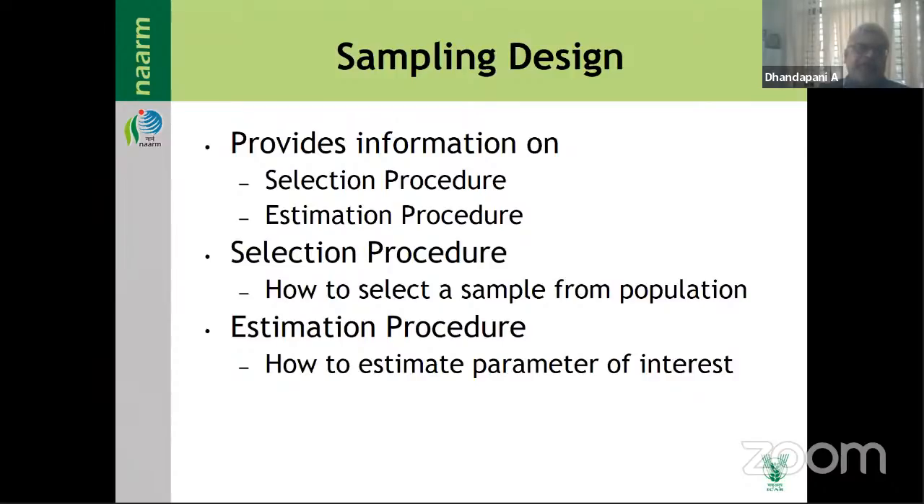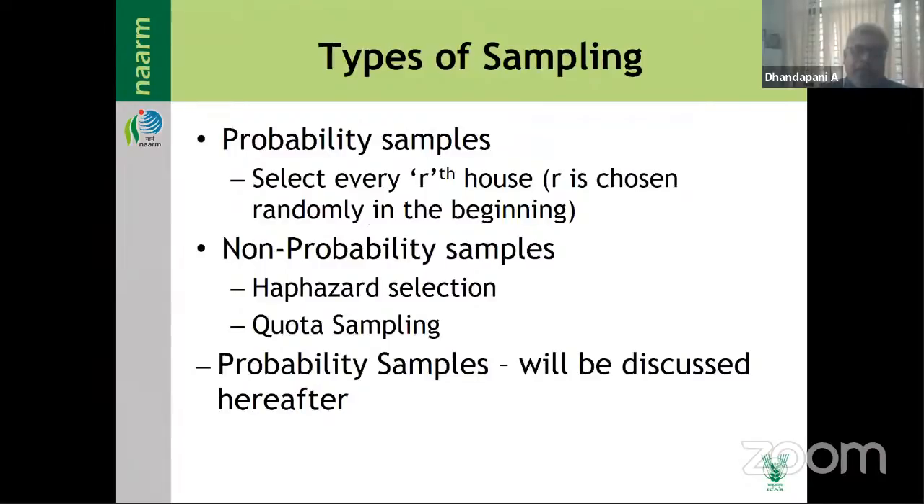But typically, sometimes people, when they say sampling design, are still talking about the selection procedure. Estimation is usually hidden. But the common understanding now is that when you talk about sampling design, you should have these two things in your hand.